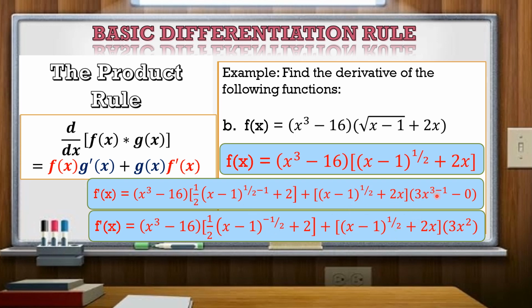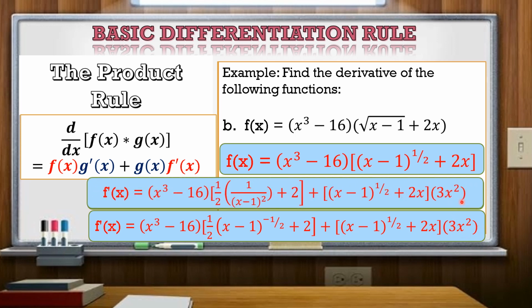Ito. Sinimplify ko lang 3 minus 1 results to 3x squared. And then, nawala yung 0 kasi nga 0 din naman siya. Then, simplify further. So, lahat ng exponent must be positive. So, para maging positive yung exponent, we will apply negative exponent. That is one of the laws ng exponent natin. So, para maging positive, we will look for the reciprocal of x minus 1. And that is 1 over x minus 1 raised to 1/2.